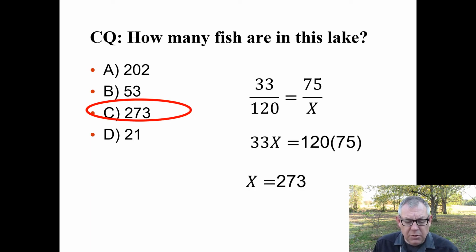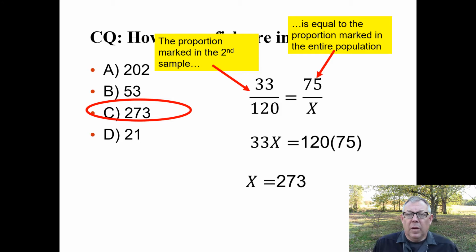All right, well, the answer is 273, right? You take the number marked in the second sample, which is 33, divided by the total caught in the second sample, that's 120. That equals the total number marked, which is 75, divided by the total number in the population, which is what we're trying to figure out, which turns out to be 273. And again, the proportion that have the mark in the second sample is an estimate of the proportion that have the mark in the whole population. Since you know how many you marked, you can set these two proportions equal and solve for the total population size.